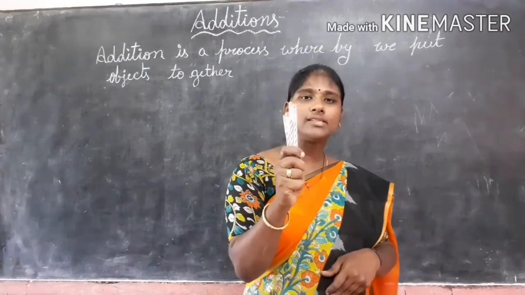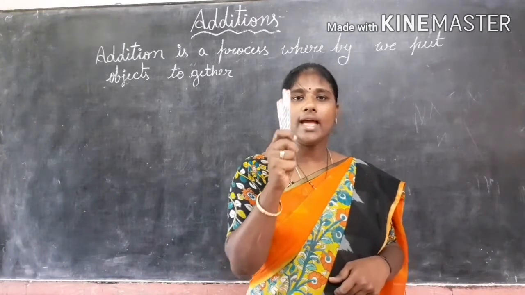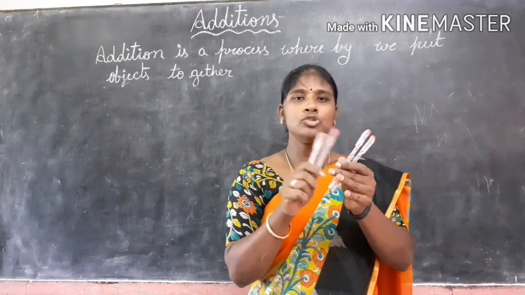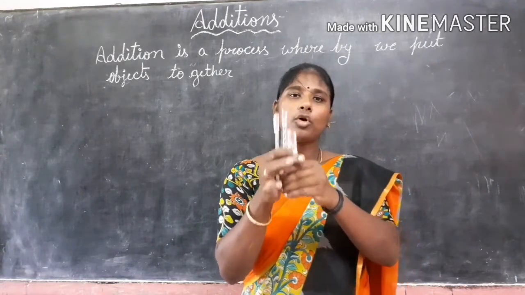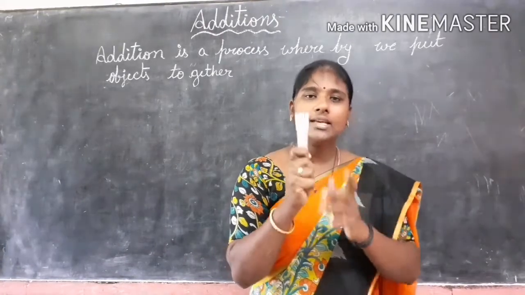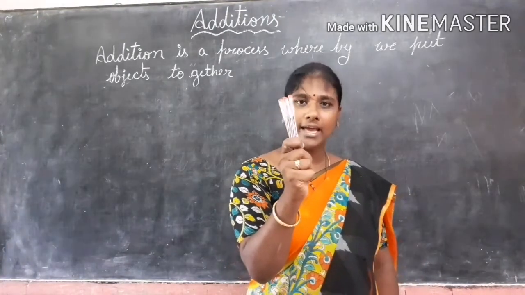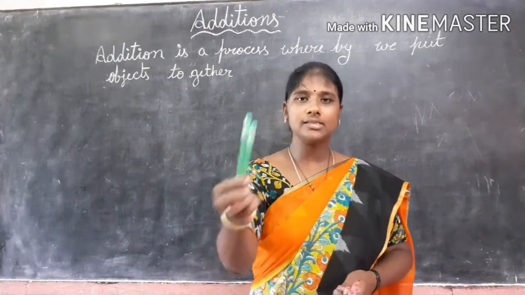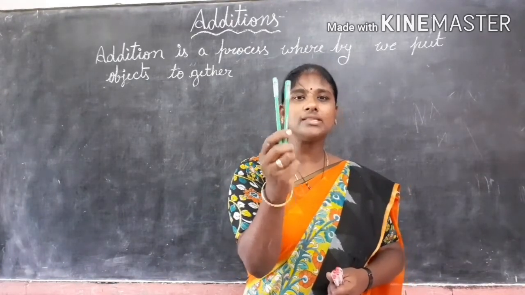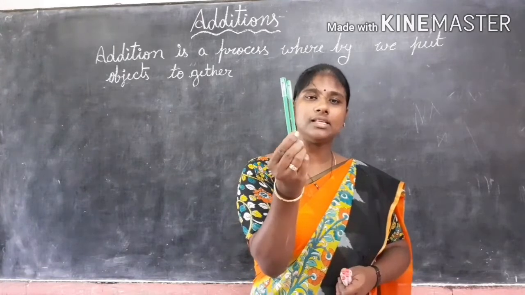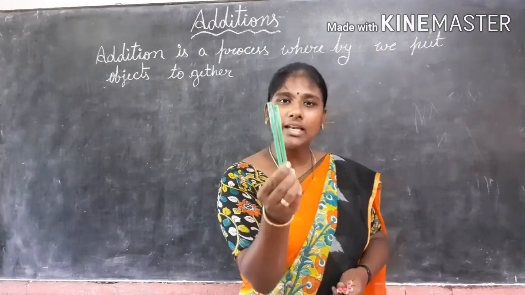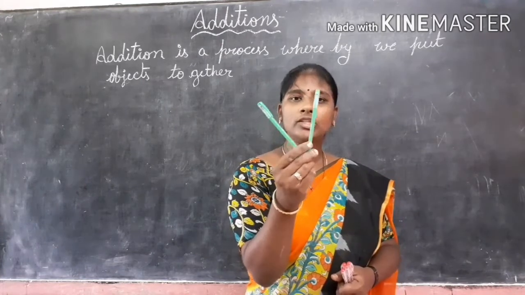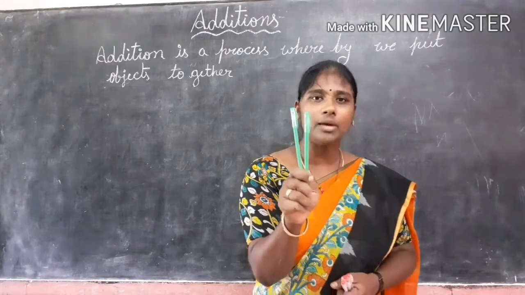Okay children, look here. These are red pens. How many red pens are there here? There are 1, 2, 3, 4. Yes, 4 red pens. Next, what color pens are these? These are green color pens. How many green pens are there with me? 1, 2. 2 green pens.